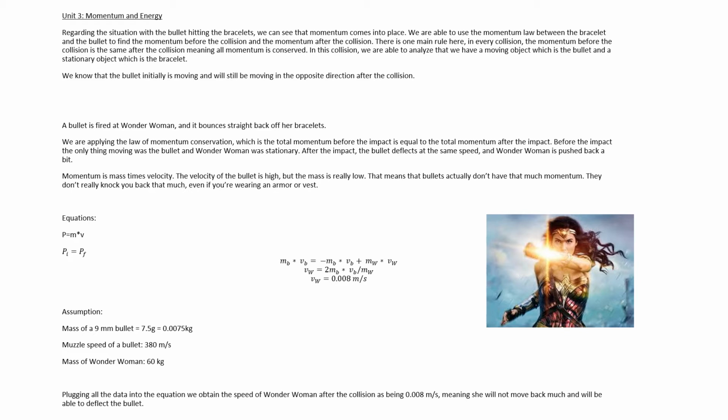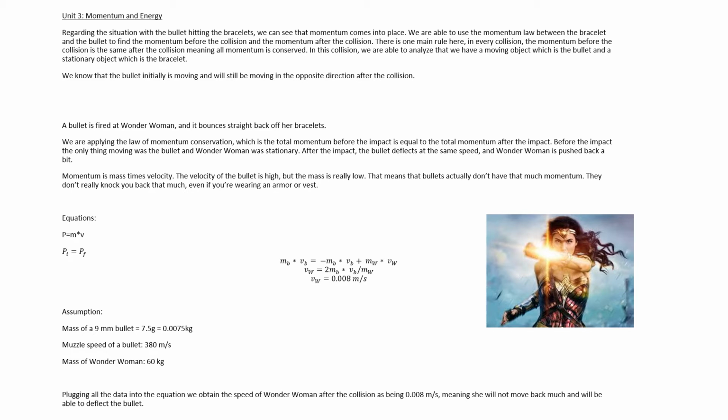In the collision, we are able to analyze that we have a moving object, which is a bullet, and a stationary object, which is the bracelet. We know that the bullet initially is moving and will still be moving in the opposite direction after the collision. A bullet is fired at Wonder Woman, and it bounces straight off her bracelets.